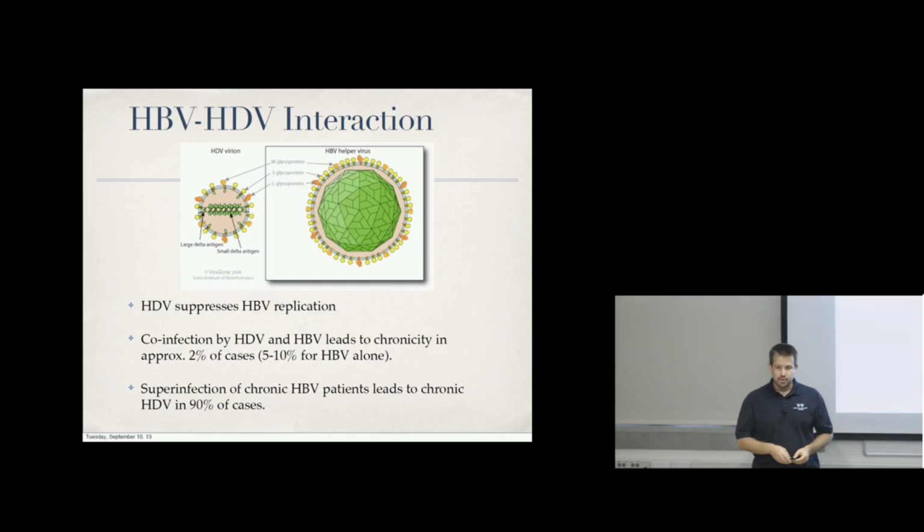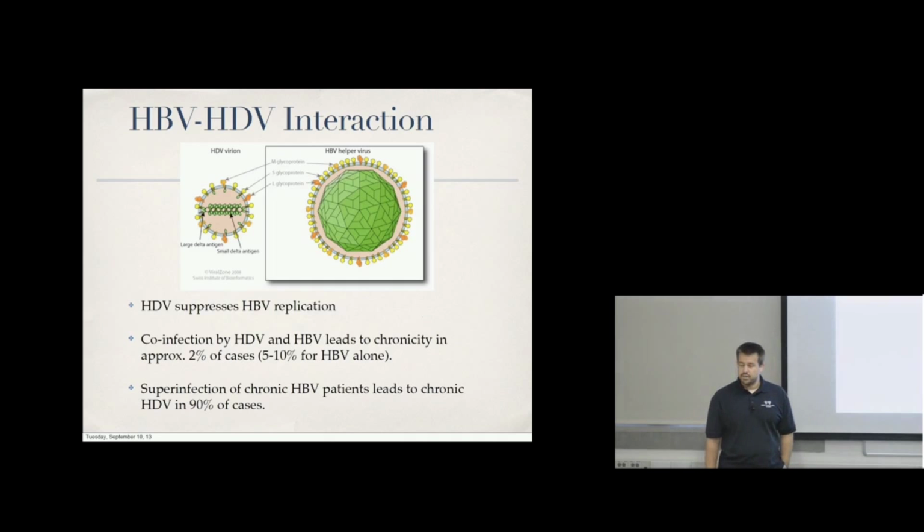So that's a superinfection. And the other possibility is you get them both at the same time. And you can try and think about what might happen in those cases. It turns out that in the case of co-infection, when you get both of them at the same time, this leads to chronic infection with both of these diseases only 2% of the time, whereas hepatitis B alone leads to a chronic infection 5 to 10% of the time.